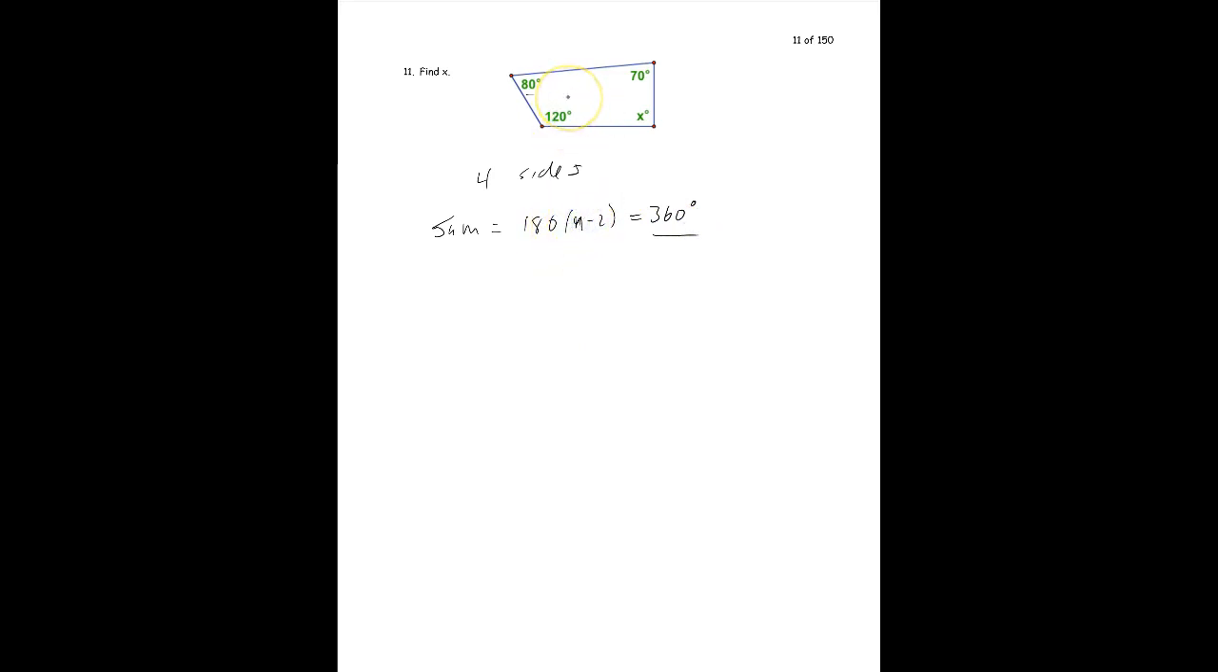So here we just have to add up these angles. We know that 80 plus 120 plus 70 plus x equals 360. And here I've just done the algebra, collect the terms, and you solve this to get x equals 90.